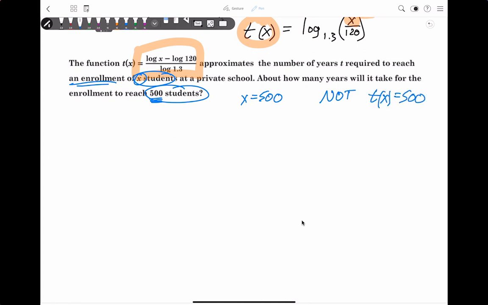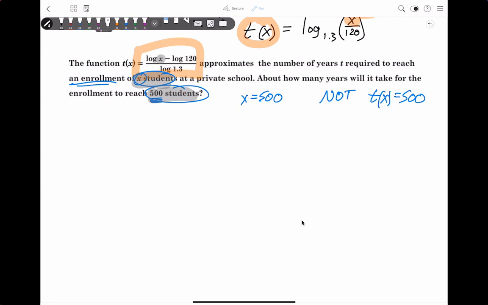A common mistake here would be people taking this 500 and putting it right here and solving backwards for x. But that's not what's happening here. It's just a clever question disguised, showing you that you have to understand what x is representing. X is representing the students themselves, and that x is going to be 500. So that goes right here.